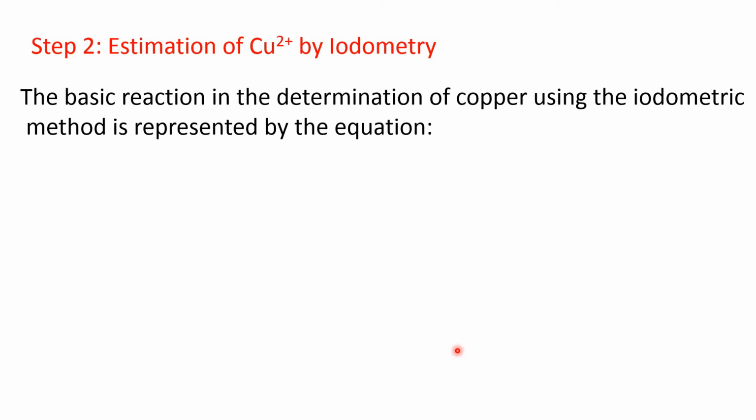Now step 2, that is your actual step, the estimation of cupric ion by iodometry. The basic reaction in the determination of copper using the iodometric method is this one, where the cupric ion oxidizes potassium iodide to iodine and is itself reduced to cuprous ion, and that cuprous ion is present in the form of cuprous iodide precipitate. That means the cuprous ion is precipitated out as cuprous iodide.